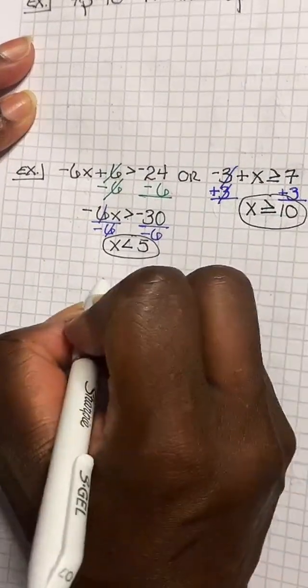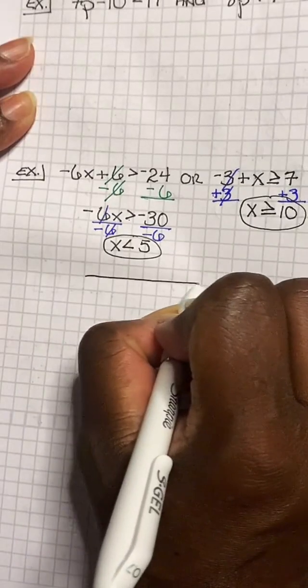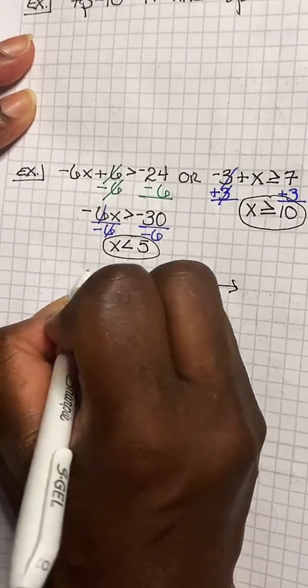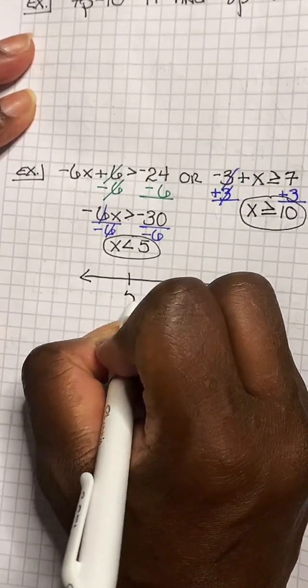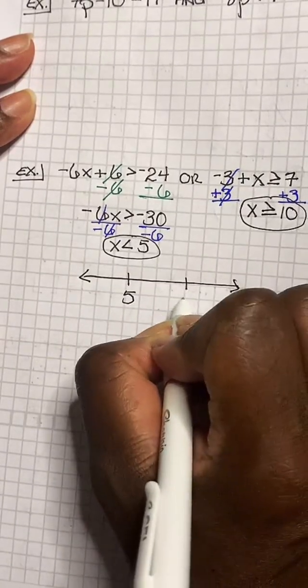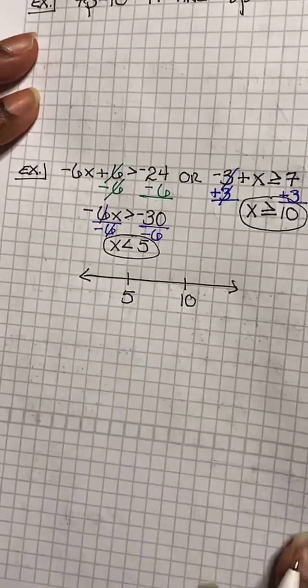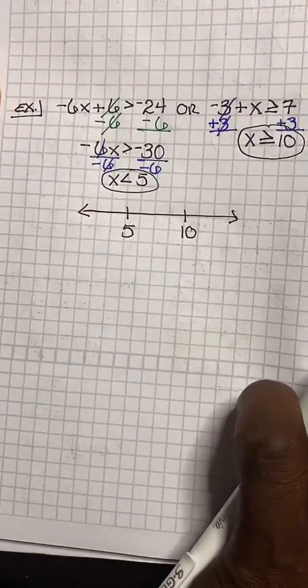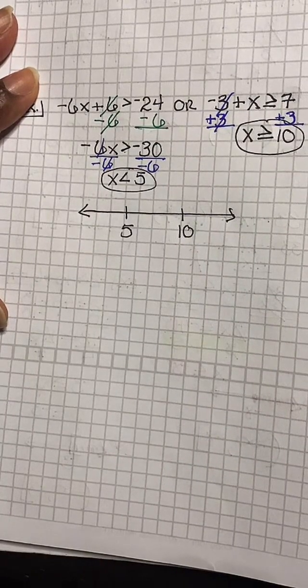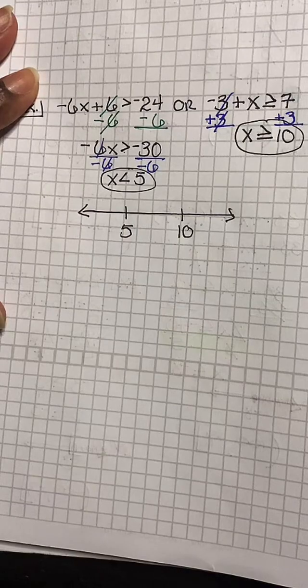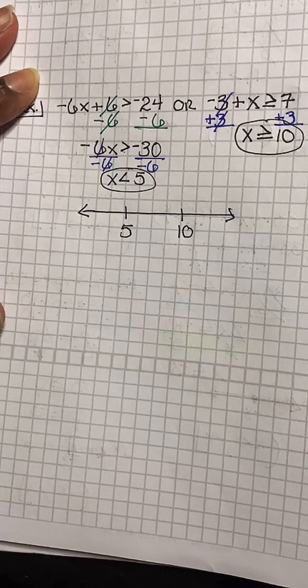So, if I were to graph it, which we're about to do, you always put your lowest one. So here's my 5. Here's my 10. I don't know why I made it so big. Now, on the 5, open or closed? Yep, we always do the inverse.